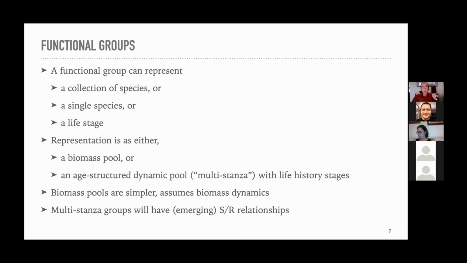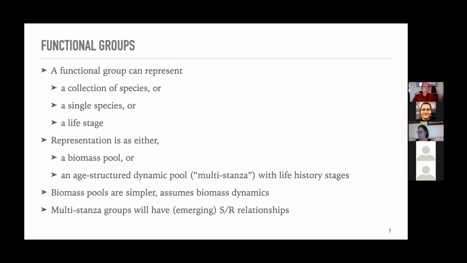So that could be eggs and larvae, small juveniles, larger juveniles, 1-year-old, 2-year-old, 3-year-old, 4-year-old, as detailed as you want it. Now when you set it up with this multi-stanza, it's an age-structured model where we keep track of numbers by age and build population dynamic models within EwE that keep track of what happens throughout the life history of such a group.